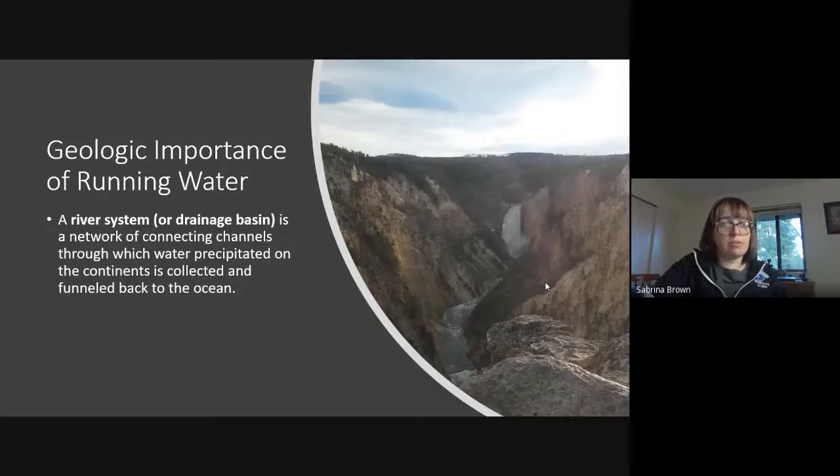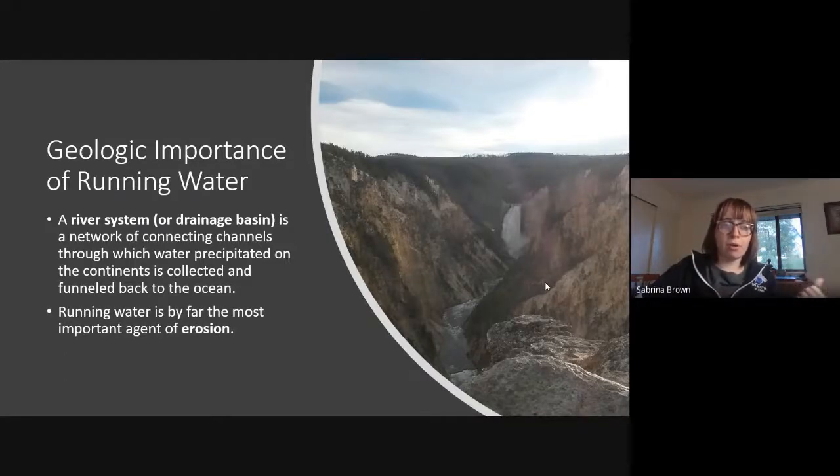And so a river system, or we can also think of a river system as a drainage basin. A river system is just a network of connecting channels through which water that has been precipitated onto the continents is collected and funneled back into the ocean, right? So if you're thinking about the largest mass of water on Earth's surface, it is in the ocean. Sometimes we evaporate that water out of the ocean, precipitate it onto the continents, and then that water eventually is going to run downhill back into the ocean.